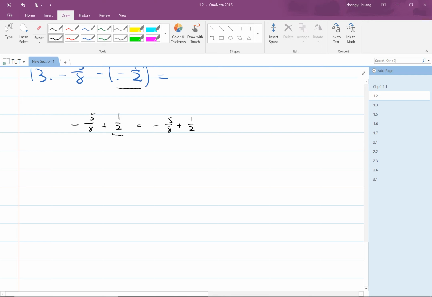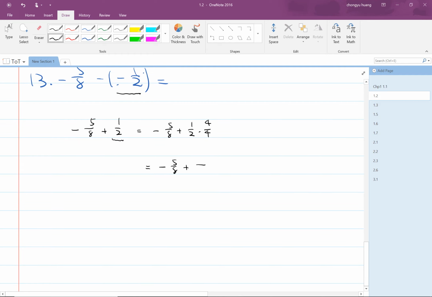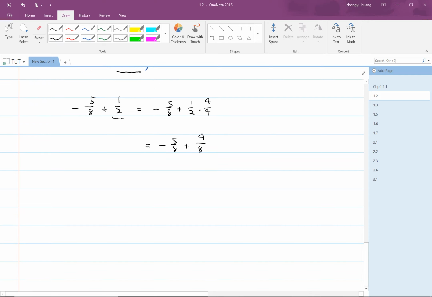Over here you want to make 2 become 8, so you have to multiply by 4 over 4, right? 4 over 4 is actually equal to 1, so right now it's equivalent. You always want to make sure the number you multiply by is equivalent. You don't want to make 1 over 2 become some other different number. 1 over 2 is still 1 over 2, because we're multiplying by 1. So negative 5 over 8, and then 2 multiplied by 4 is 8, and 1 multiplied by 4 is equal to 4, right?